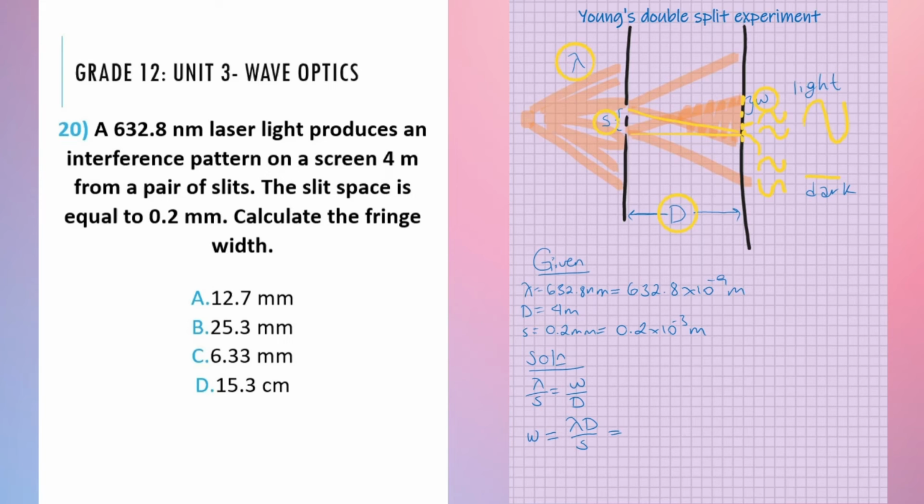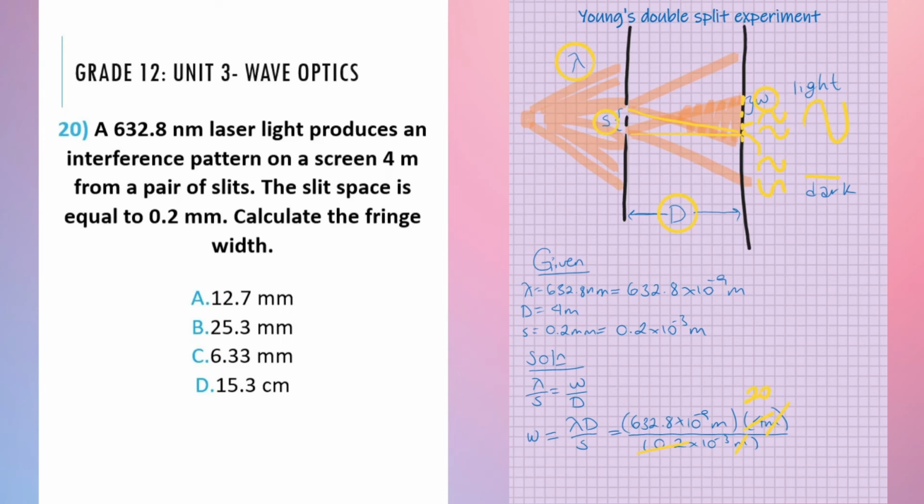Now all we have to do here is put in the values that we have. So for lambda, we have 632.8 times 10 to the power of -9 meters. We have to multiply this by the distance, which is 4 meters, and divide it all by the slit space, which is 0.2 times 10 to the power of -3 meters. Now, if you have a calculator, this will be very simple to calculate. Let's try to do some mental math to figure this out. We can cancel out this meter by this meter. 0.2 divided by 0.2 is 1, and 4 divided by 0.2 is 20.